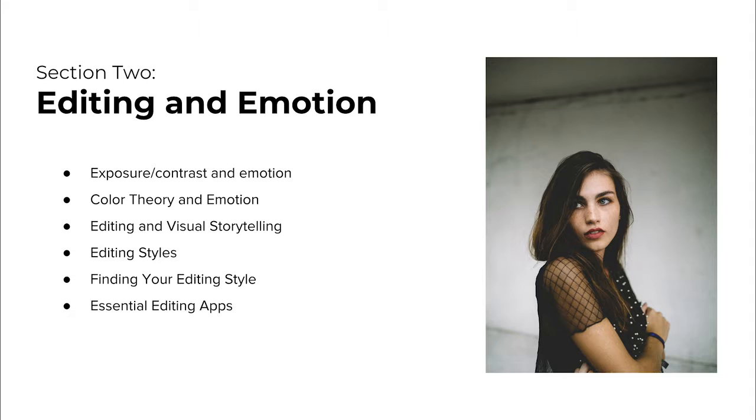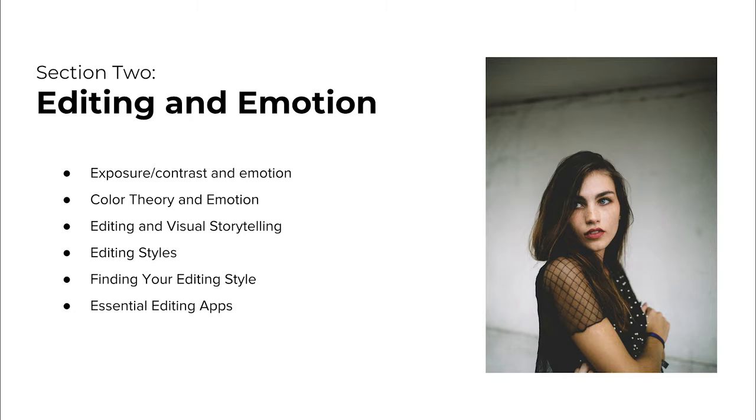After that, we're going to move on to section 2, where we're going to be talking about editing and emotion and how that emotion can translate into storytelling. So we're going to talk about how exposure affects emotion, how the lighting affects your emotion, things like having a bright photo versus a dark photo, or high contrast versus low contrast. And then we're going to move on to color and how color plays a strong role in emotion. Talking about things like color theory, the anatomy of color, really diving into it. That's a really cool lesson if you're interested in color.